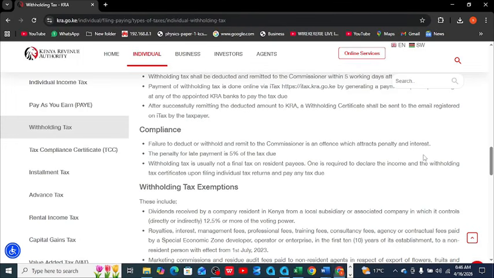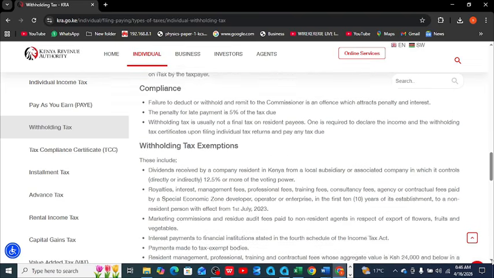So let me get back to the document. Withholding tax is not usually a final tax on a resident employee. That is what I said. One is required to declare the income in the withholding tax certificate upon filing of the individual tax return and pay the tax due. So that is clearly understood.